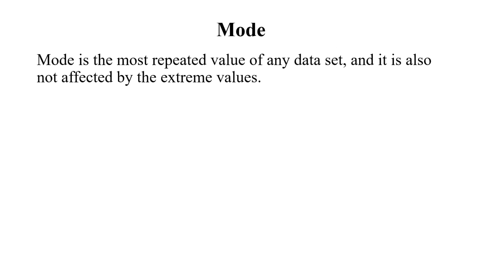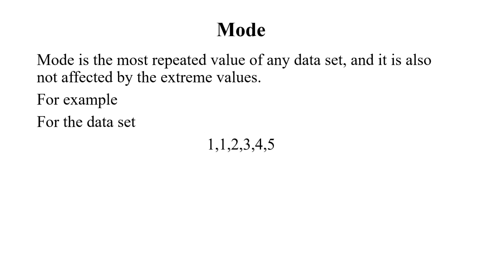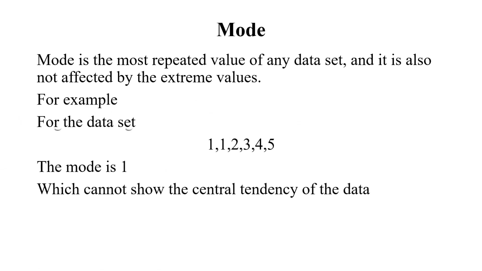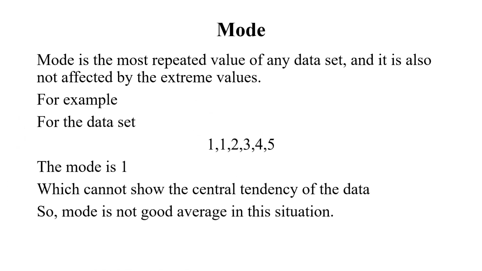Mode is the most repeated value of any data set, and it is also not affected by extreme values. For example, for the data set 1, 1, 2, 3, 4, 5, the mode is 1, which cannot show the central tendency of the data. So, mode is not a good average in this situation.